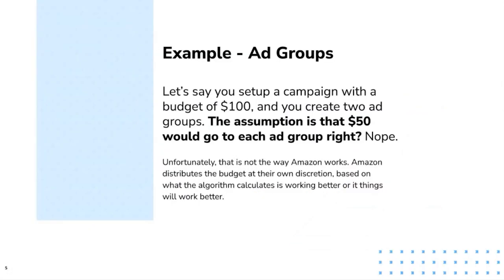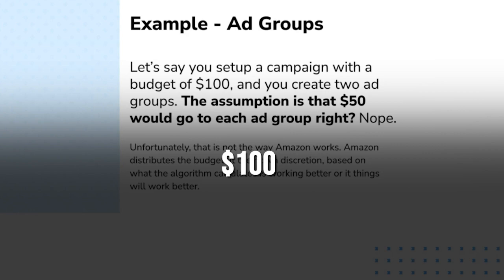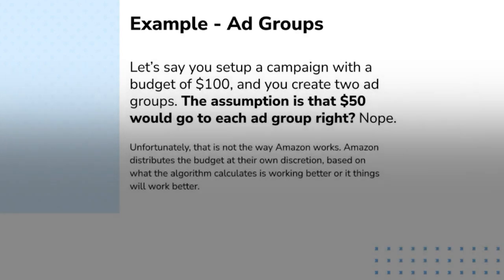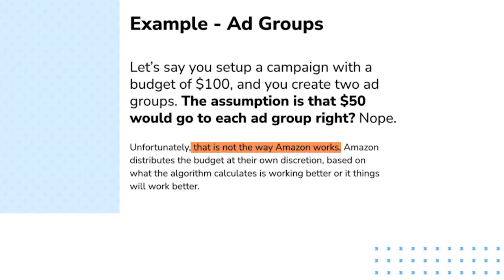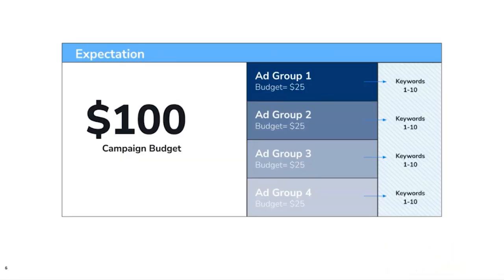Let's give an example of that so you have a firm understanding of some of the best practices regarding ad groups. Let's say you set up a campaign with a $100 daily budget, which is a great daily budget to start. You might have an assumption that you would spend $50 if you had two different ad groups within that campaign. Unfortunately, that's just not the way Amazon works. It's going to distribute the budget based on performance of the different keywords within each of those ad groups.